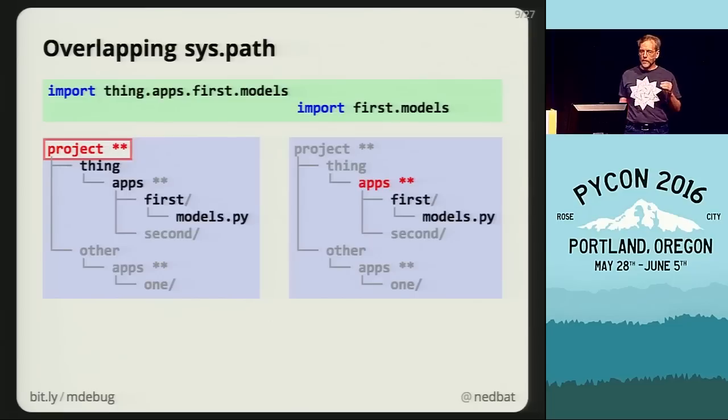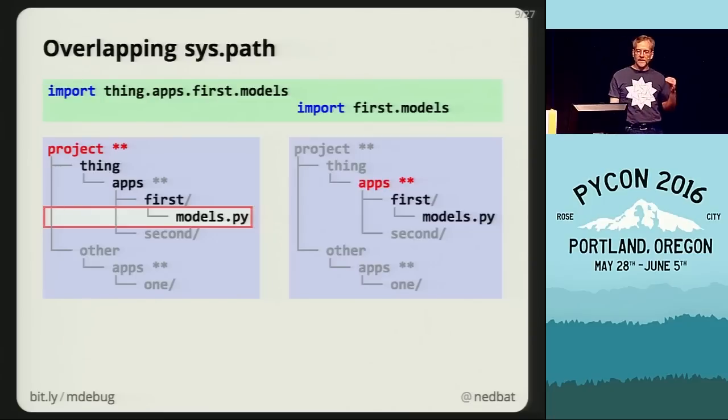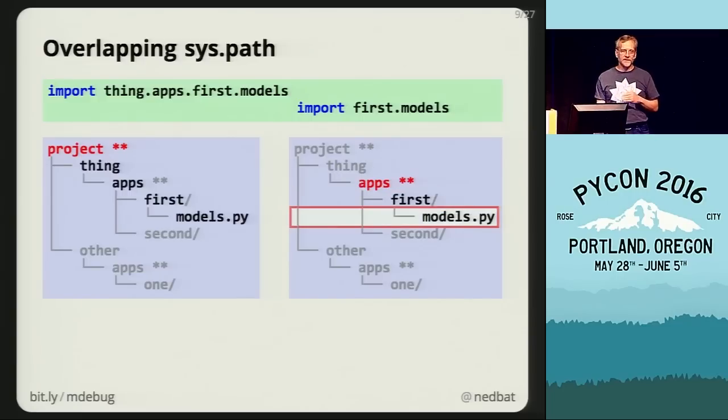So the first import in the project directory found a thing directory with an apps directory with a first directory with a models.py, so it could import thing.apps.first.models, which put thing.apps.first.models into sys.modules. The second import, because apps was also on the system path, could find a first directory with the models in it, and because the keys are different, thing.apps.first.models versus first.models, the uniqueness check didn't kick in.